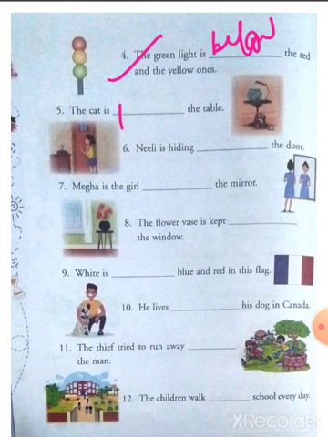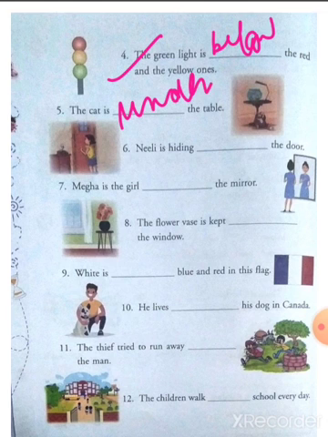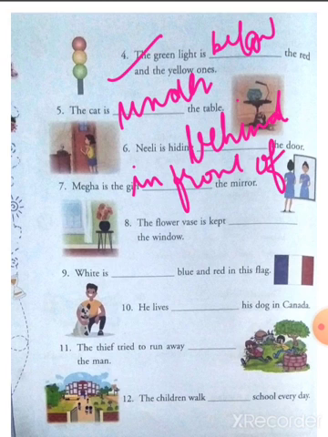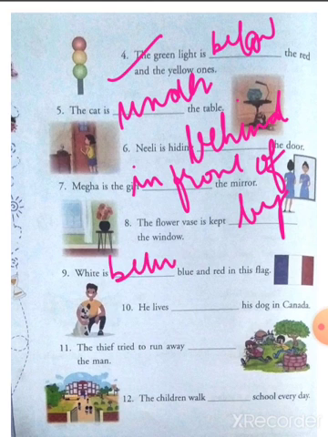The cat is under the table. Neil is hiding behind the door. Megha is a girl in front of the mirror. The flower vase is kept by the window. White is between blue and red in this flag.